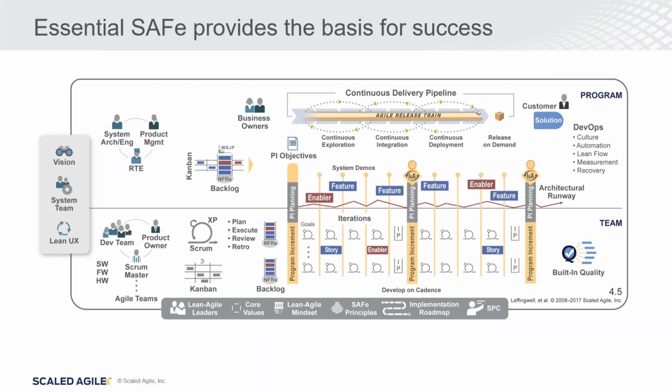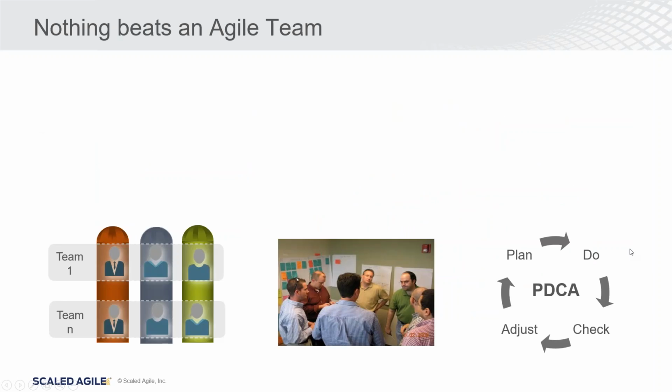And then the next slide that we're looking at here is what's called Essential SAFe. Within the SAFe 4.5 version, we have the ability to apply or look at different configurations of SAFe. And this Essential SAFe is the smallest level, or kind of like a starting point for many organizations. You'll notice that we have our team level at the bottom, and the program level is just above. And so what we say within SAFe is that nothing beats an agile team.